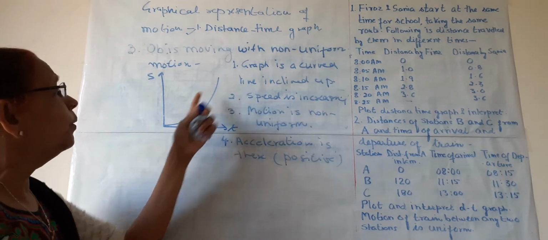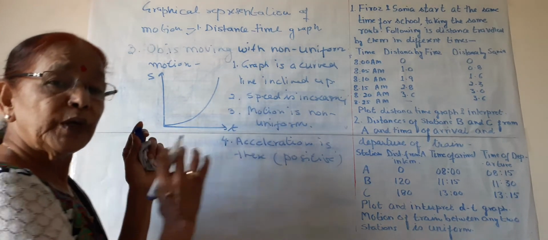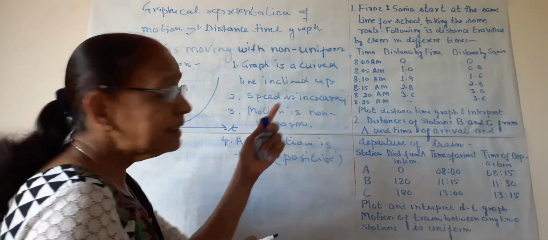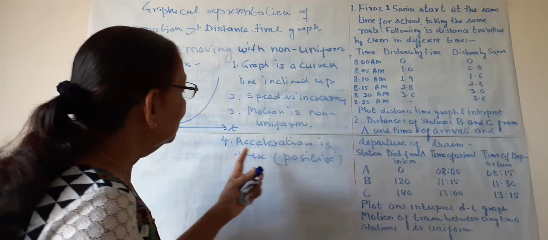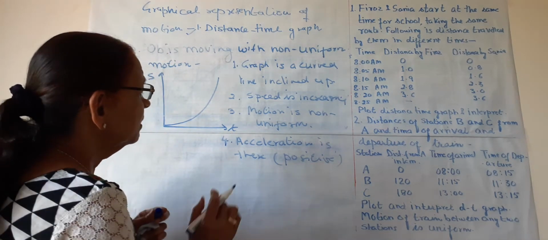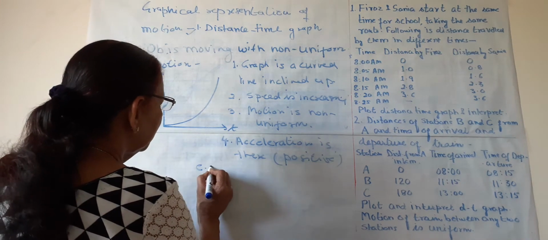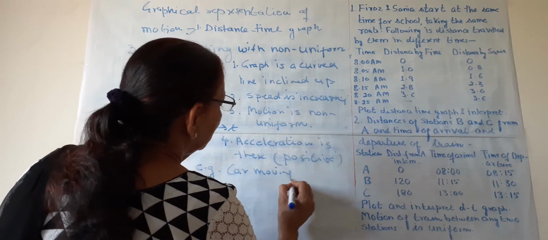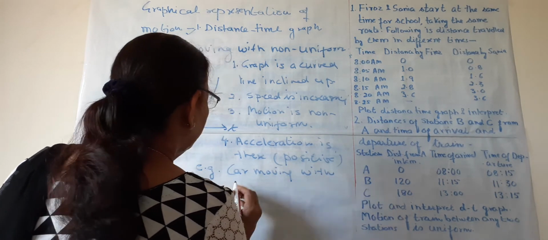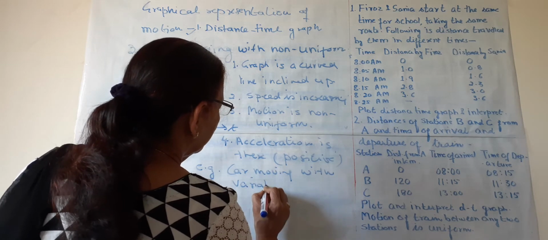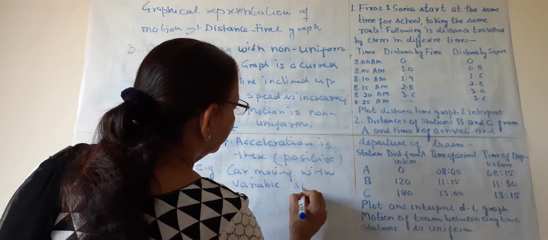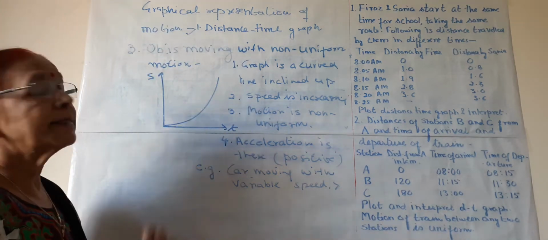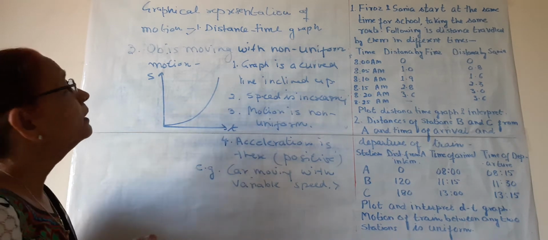Here the speed is more, here the speed is less. So when there is a change in speed, then acceleration occurs. We will see this when we do some numericals. So acceleration is there, and an example is a car moving with variable speed, and the speed is increasing. So we will have this type of graph. This is the third case.